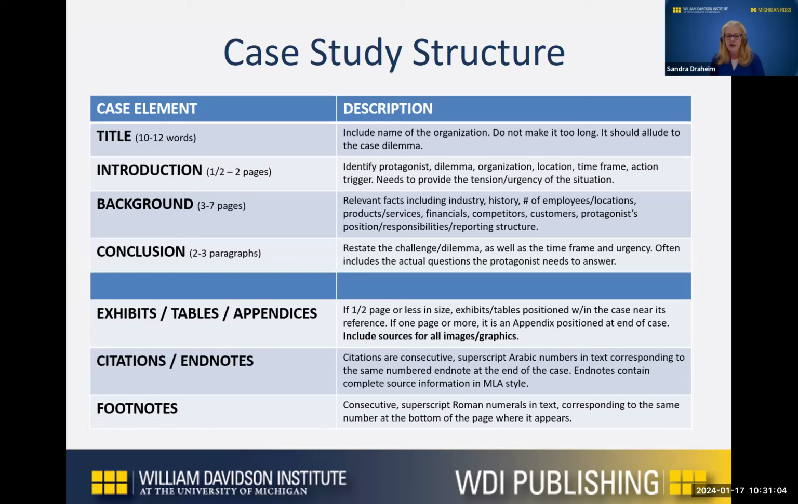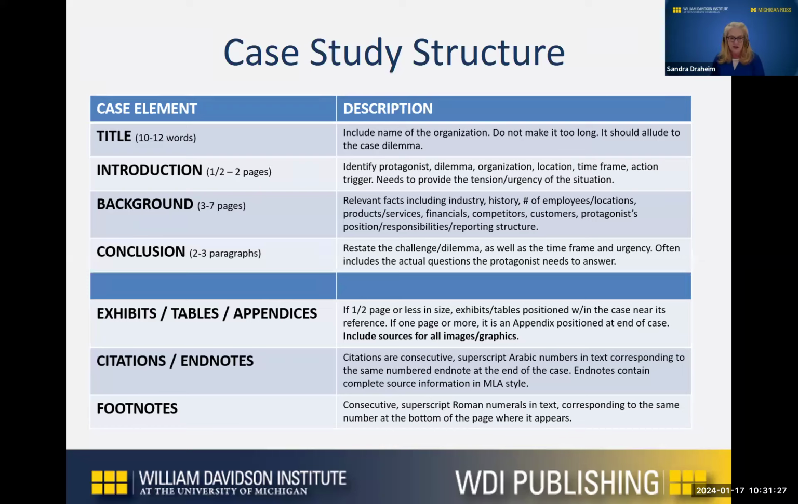The introduction of the case needs to identify the protagonist, the organization, the dilemma, and clarify the time frame for the case. And this should all be written in a narrative style that draws the reader in by describing the tension and urgency surrounding the situation.